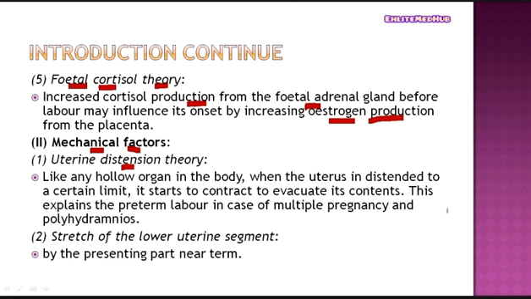So most hollow structures in the body, when they are expanded or distended to some extent, they start to contract in order to get rid of their contents. Now, this explains why there is usually preterm labor in pregnancies carrying more than one child and polyhydramnios, that's excessive amniotic fluid. So second is stretch of the lower uterine segment by the presenting part near term.